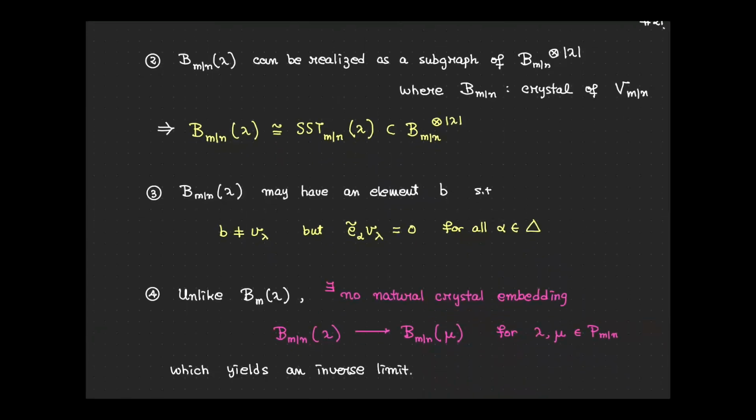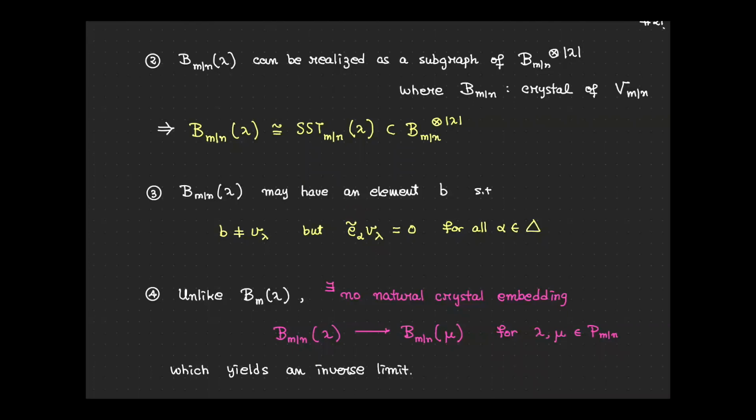And this part is related to the question just before. We may have an element b which is not the highest weight element, but it is still annihilated by all the E alphas. It was called a fake highest weight vector in Benkart-Kang-Kashiwara's paper. So that's one of the difficulties when you study the crystal structure here.